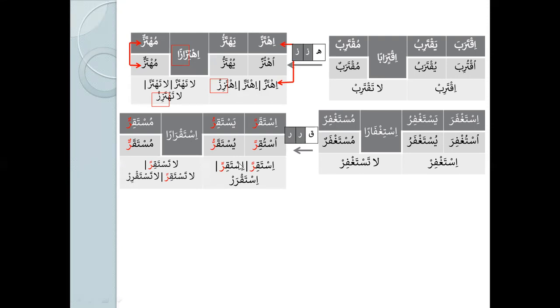Then you have three variations in fail amr, which are istaqirra, istaqirri, and istaqrir. So there's a split over here. Then again, three variations in fail nahi: la tastaqirra, la tastaqirri, la tastaqrir. So these are the splits. Again, the split came because the alif came in the middle of the two root letters, ra and ra, because it was put back in its original container, and the haraka came in the middle. So this is the reason it was split.